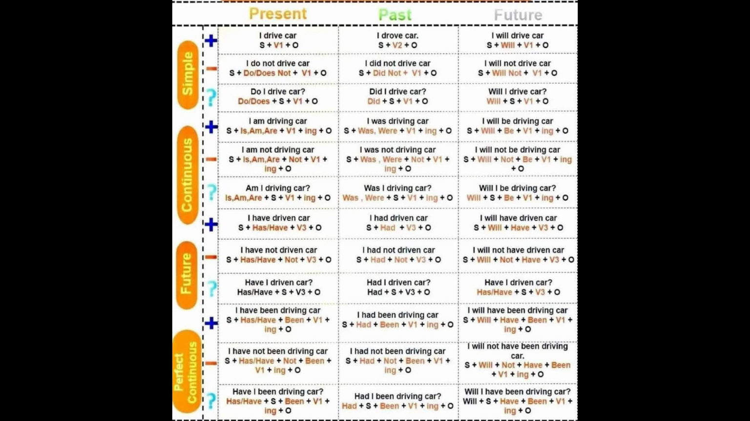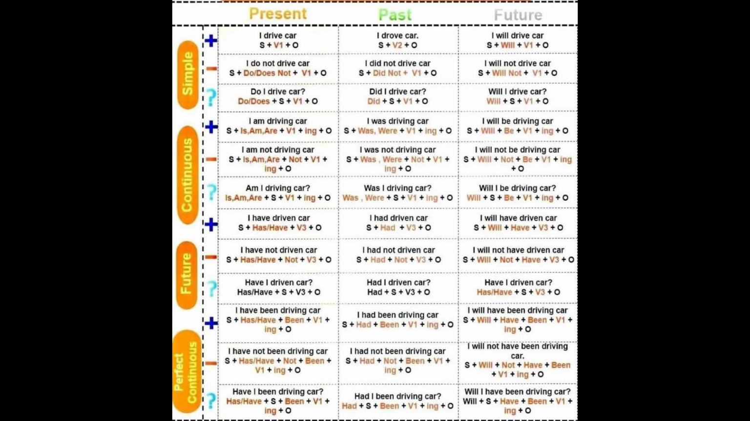For negatives, I have not been driving a car. And for questions, have I been driving a car? Past perfect continuous, we use had plus been plus verb plus ing. Example, I had been driving a car.